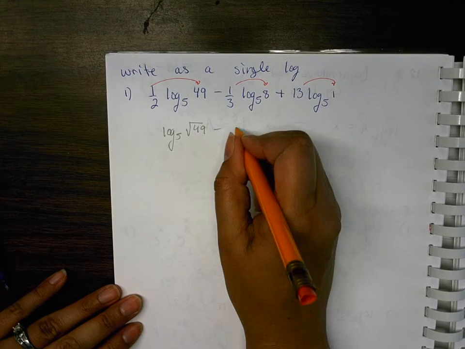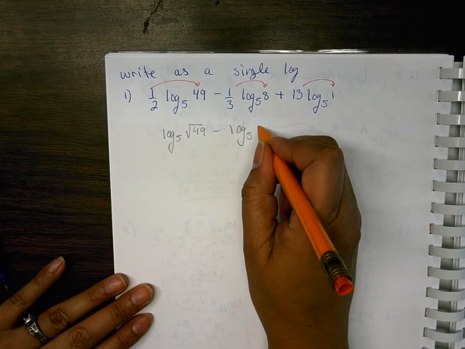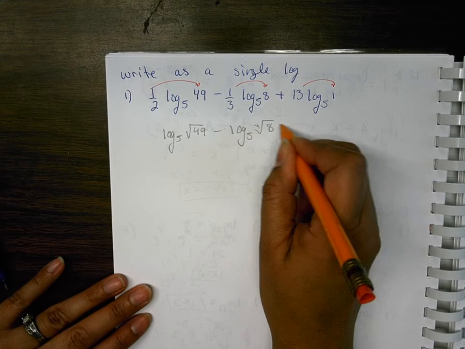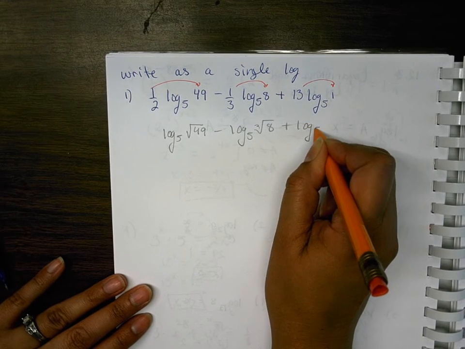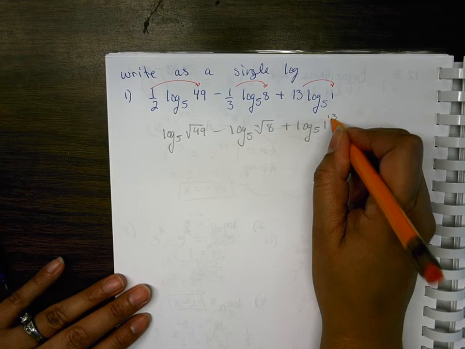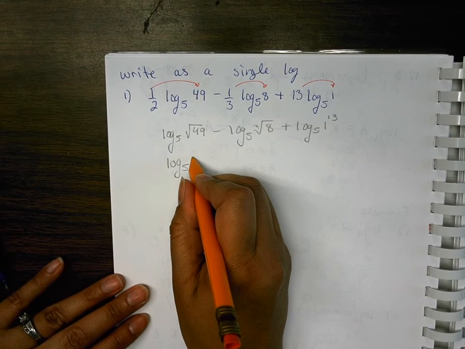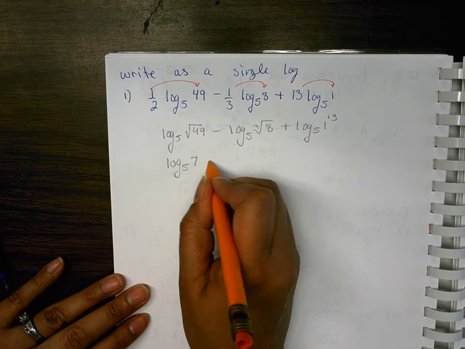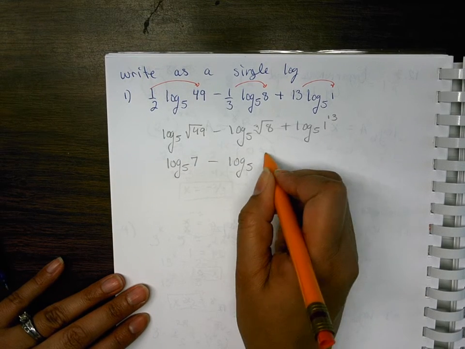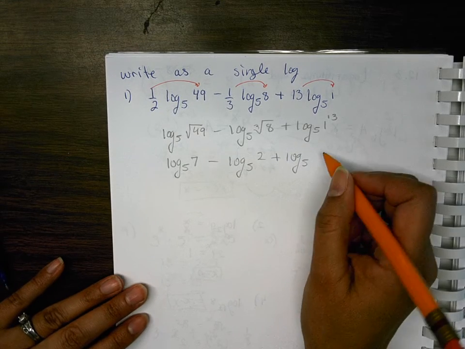All right, log base 5 of the what? Square root or cube root? Cube root of 8 plus log base 5 of 1 to what power? All right, log base 5 of 7 minus log base 5 of 2 plus log base 5 of 1.